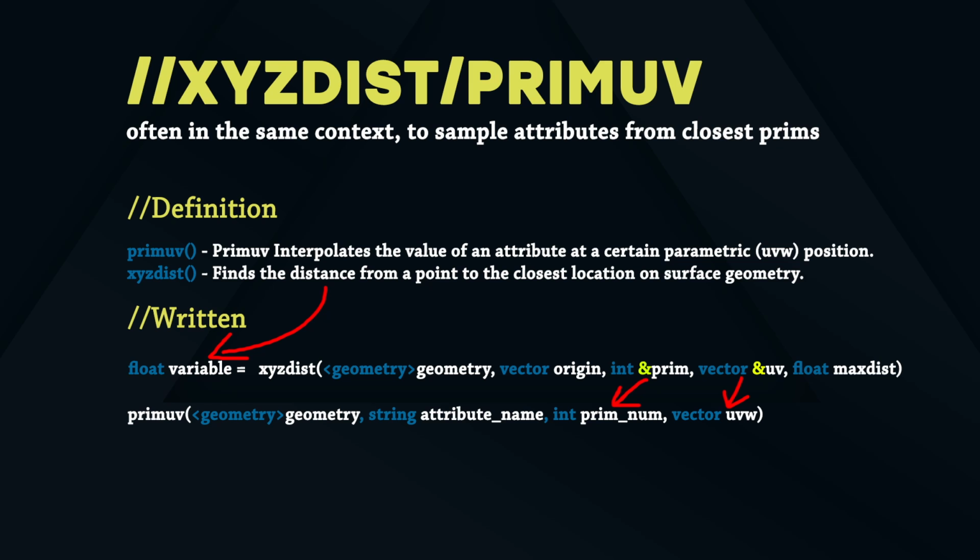In the Houdini docs on the Xyzdist function, you will find some arguments with an and sign, here marked in yellow. These mean that the Xyzdist function can give you specific values when you write an attribute name here. Let's dive into Houdini and take a look at what both functions do on their own, and then at an example of a combined workflow.